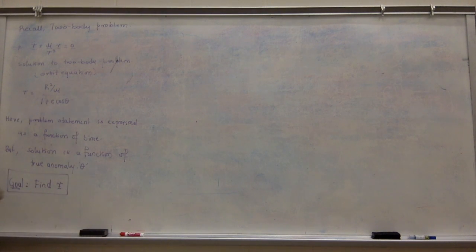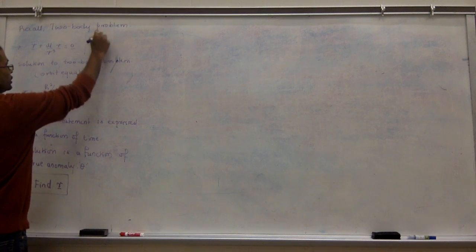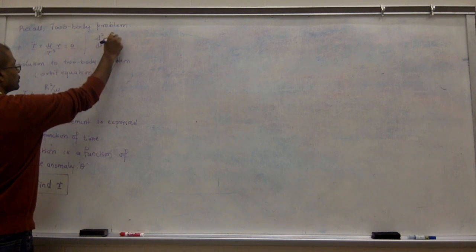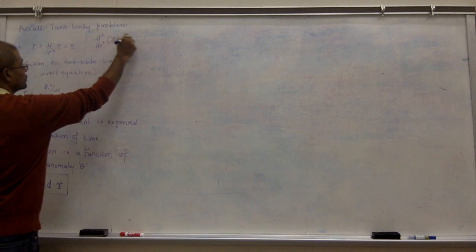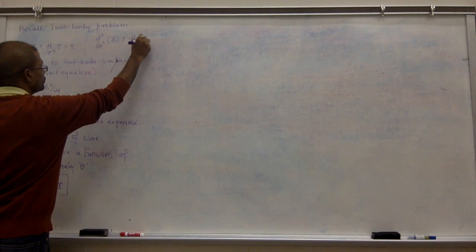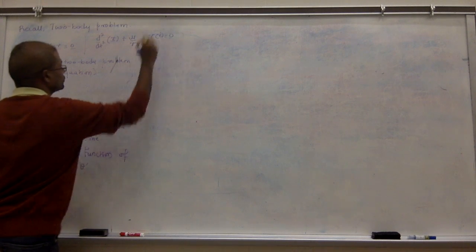I see how the solution is a function of the true anomaly, but how is the first one a function of time? So what does that R double dot mean? That is not time, it's acceleration. That's actually d squared over dt squared of the position vector R, plus mu over R cubed times R is equal to 0.